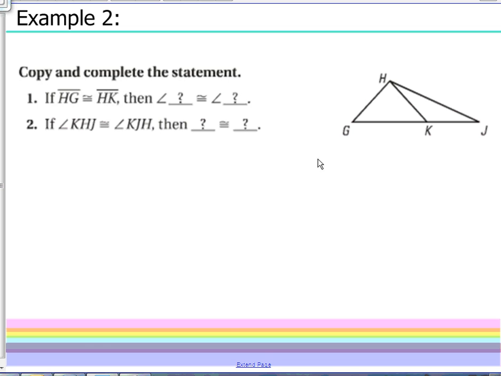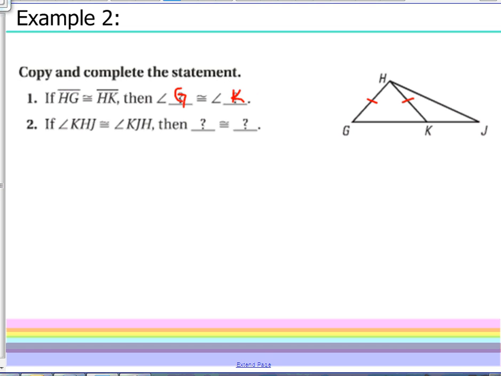So here we have an example. It says copy and complete the statement. If HG is congruent to HK, then angle what is congruent to angle what? Well, we can see that this falls under our theorem 4.3, which states that if the sides are congruent, then the angles opposite them are congruent. So we could say angle G and angle K.